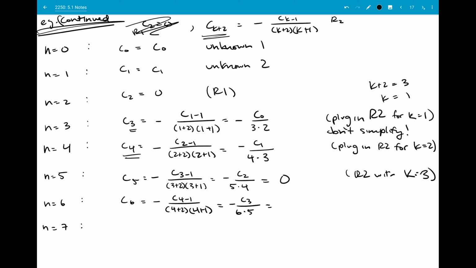So we found C3 right there, so it's minus C0 over 6 times 5 times 3 times 2. So C0 over 6 times 5 times 3 times 2. And maybe a pattern is starting to emerge for you, but we'll go ahead and compute the next one and maybe one more after that just to make sure that we really know what's going on.